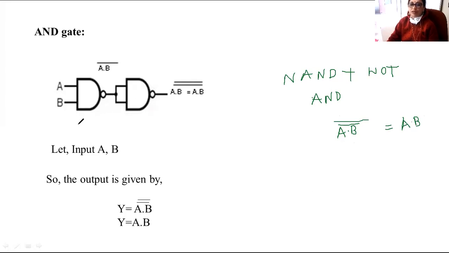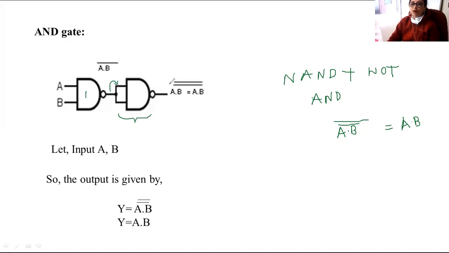So these two NAND gates we are using. This is a simple NAND gate, and here we have used NAND gate as a NOT gate. Now if A and B are inputs of gate number 1, then the output of gate number 1 will be A dot B bar. Now this A dot B bar is applied as input to the NOT gate formed using NAND gate. So this NOT gate will simply invert this.